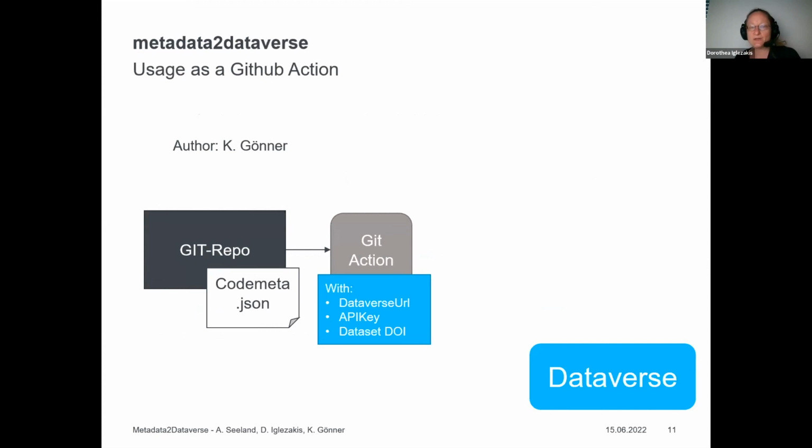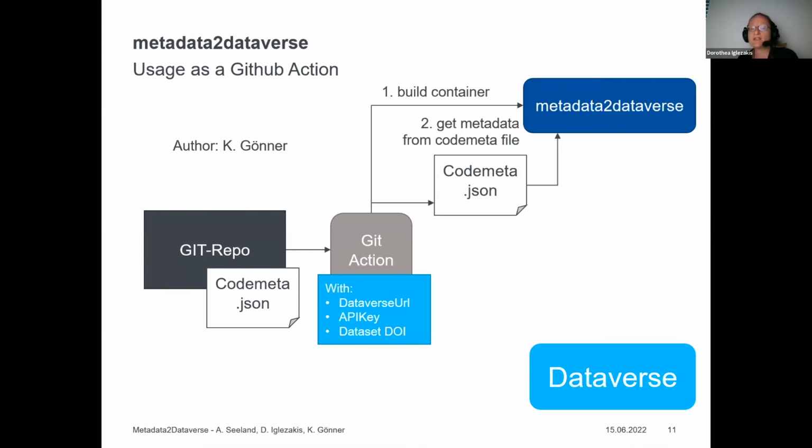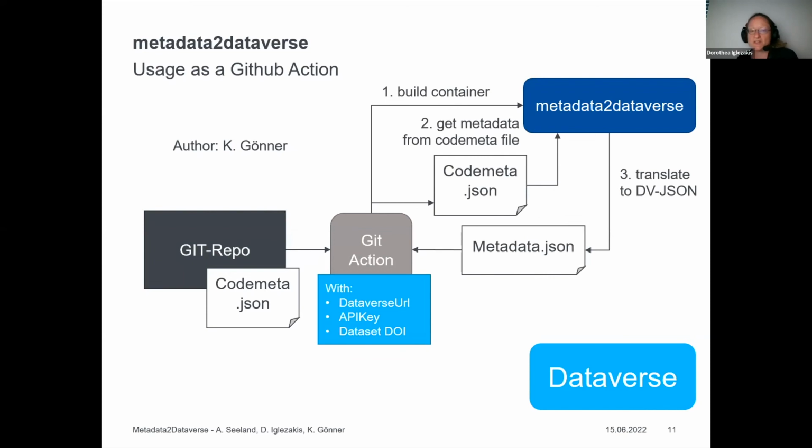One really special use case comes from one of our research software projects, with the idea that if you are a researcher who develops software and have this versioned in a Git repository and have already added metadata about your software in a CodeMeta file in your Git repo, you could use the Git action of Metadata to Dataverse, configured with your Dataverse URL, your API key, and the dataset DOI. The action will then build Metadata to Dataverse as a container, then fetch the CodeMeta file, translate it to the Dataverse JSON, and then finally edit the existing dataset on Dataverse.